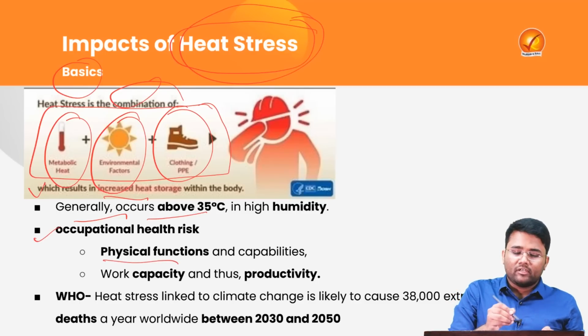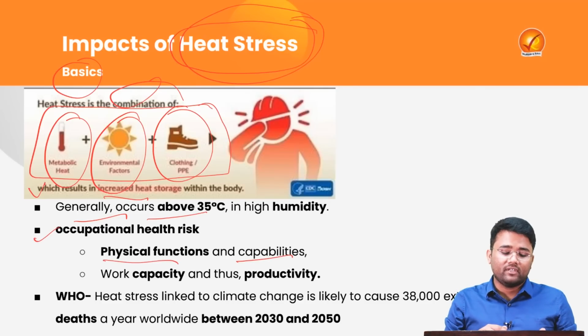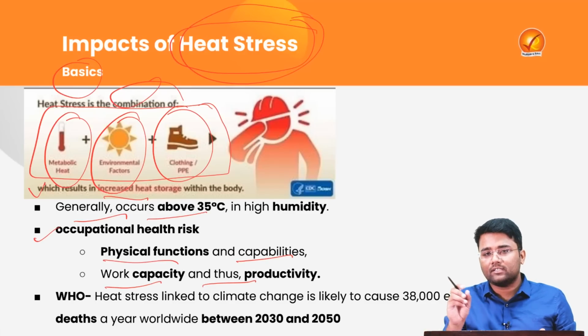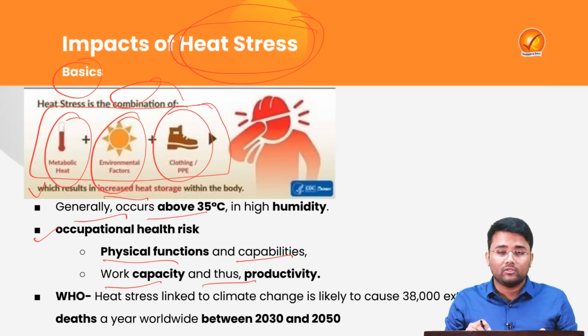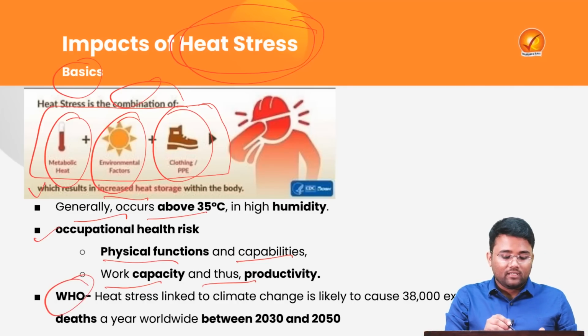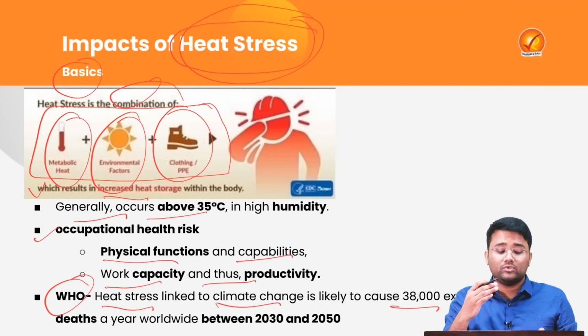It poses a lot of occupational health risk for the laborers. It can impact the physical functions as well as the capabilities of the people who are working. It can also impact the working capacity, and that's where the productivity as well as efficiency also gets impacted. The World Health Organization says that the heat stress is linked to the climate change, and it is likely to cause more than 38,000 extra deaths a year worldwide between 2030 to 2050.